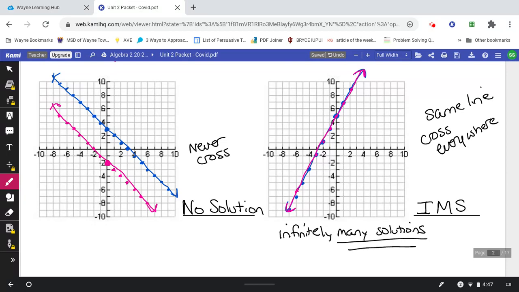So those are your two special cases. One where they never cross, you get no solution. One where they are the exact same line and they cross everywhere, gets you infinitely many solutions.